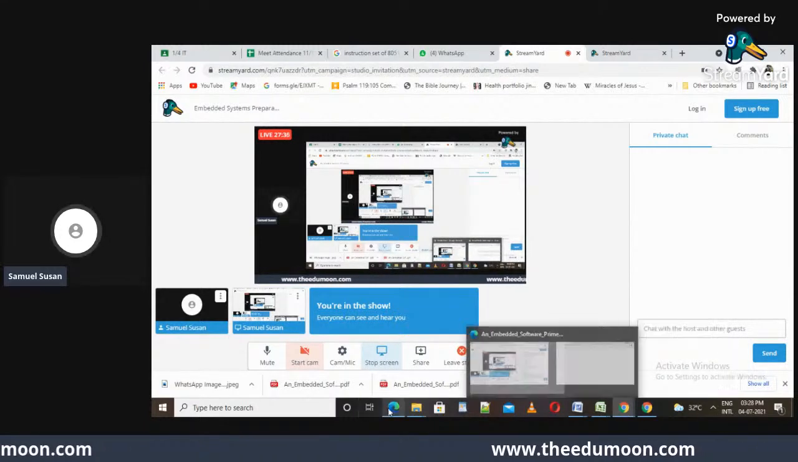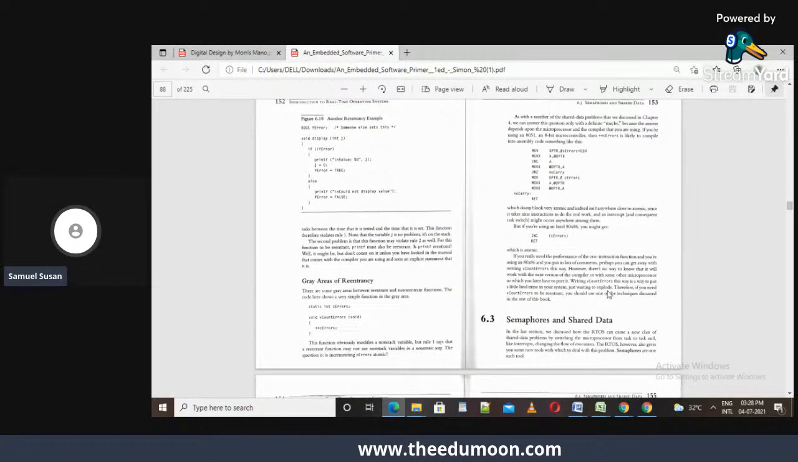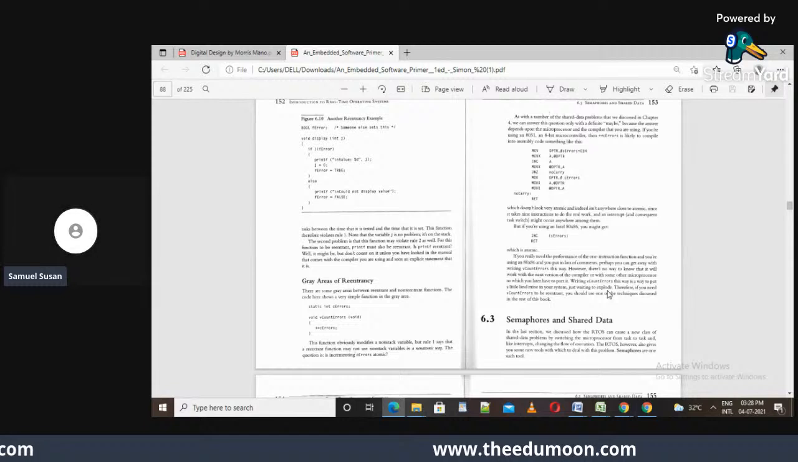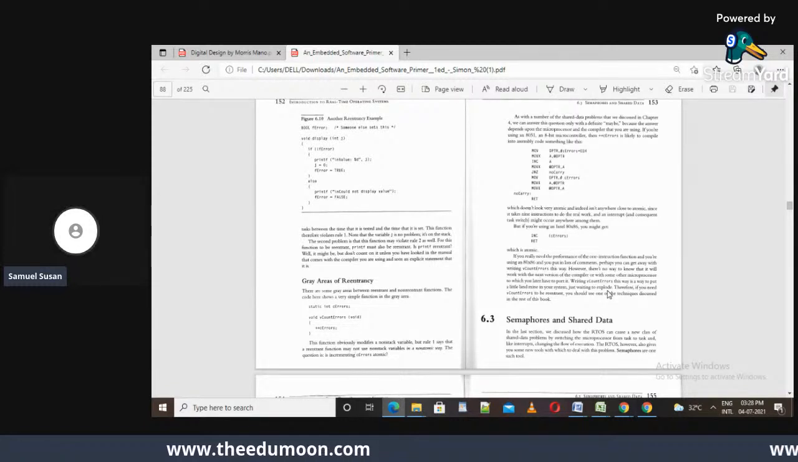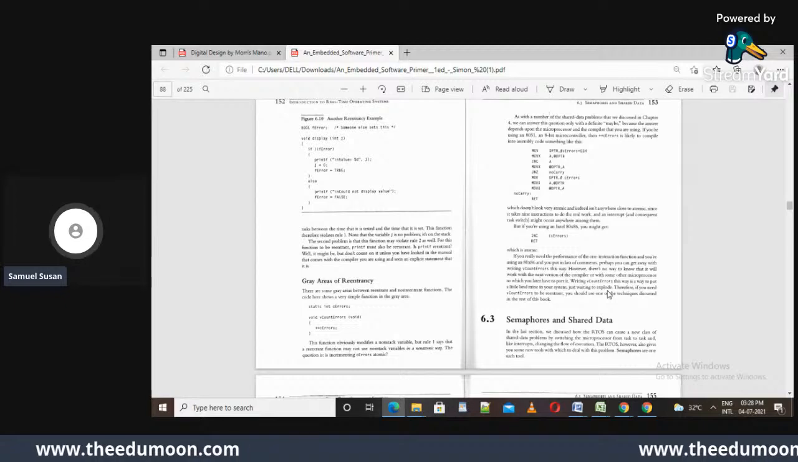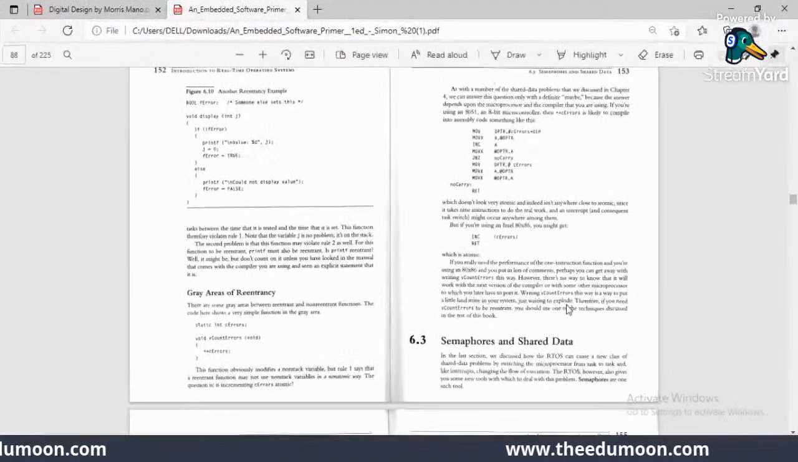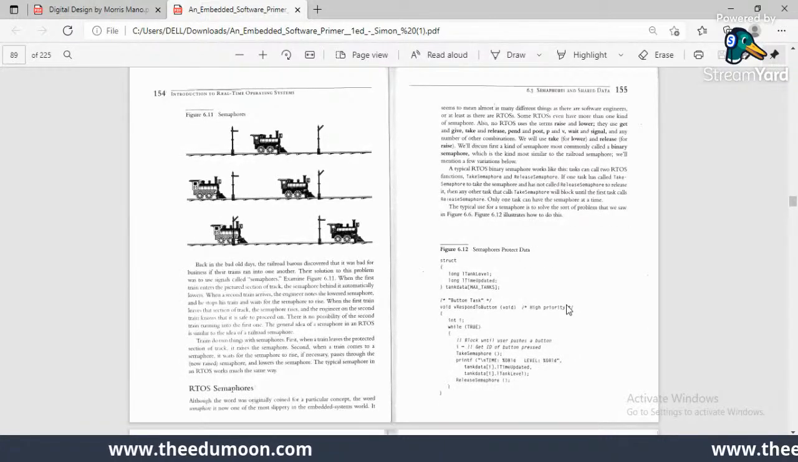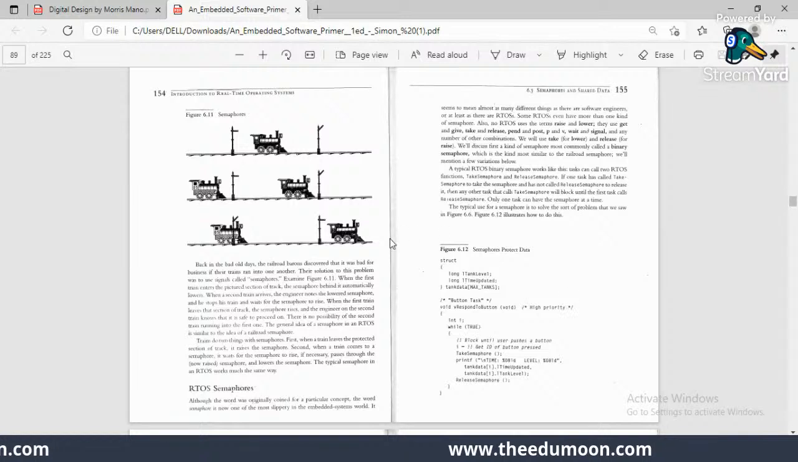So here we go with semaphores. One important topic you can always expect a question from is the semaphore. So what is a semaphore? Generally, it is like a signaling device which is used when you're handling critical section problems and, of course, shared data problems. In this diagram, you can see a railway track and the engine. This is a simple example of a semaphore.